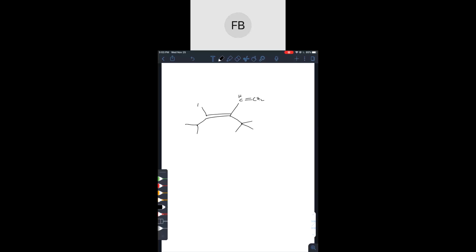So this is very similar to what we've done recently with R and S. Don't get confused between R and S and E and Z. E and Z is for double bonds. R and S is for chiral carbons, okay? So neither of these carbons are chiral, right? Because why? Mubaraka, why are neither of them chiral?